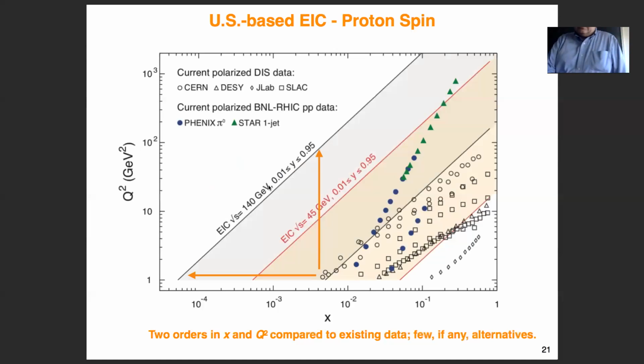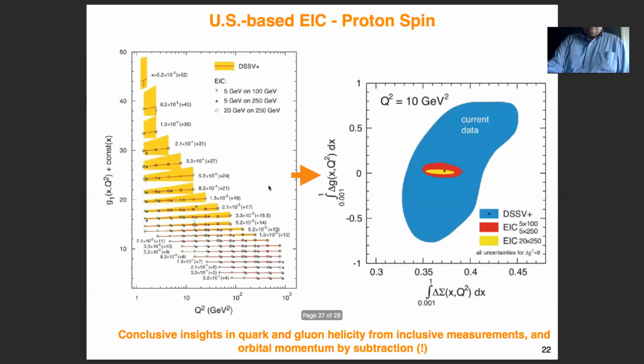There are, I think, no alternatives to it. EIC is a unique machine. So, one case, just to get back to one part where I think one can show that there is impact where you can start to talk about decomposition. This is the figure from the white paper. There have been some updates to this.